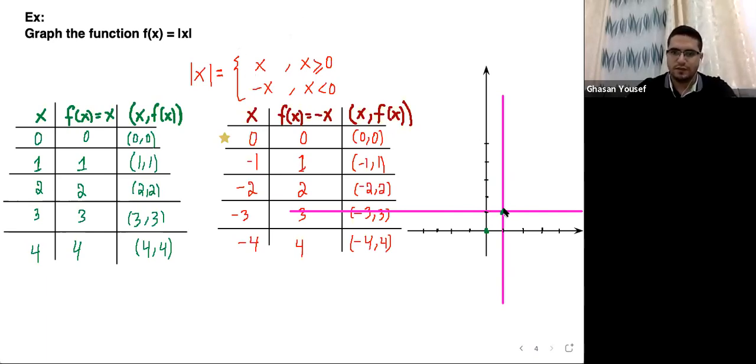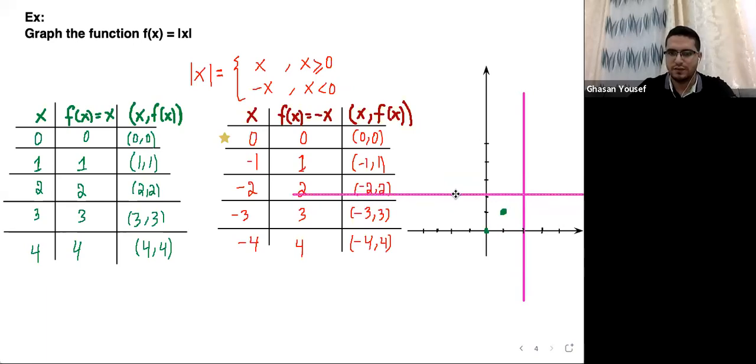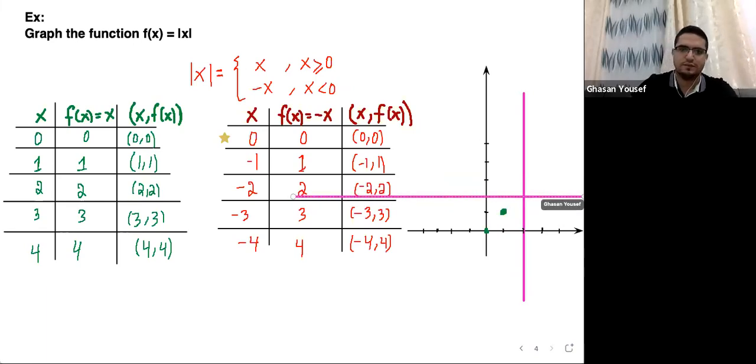One and 1. 2 and 2. Here is 2, and here is 2. It should be like around here. So the graph for this function looks like this. So this is 2 and 2.